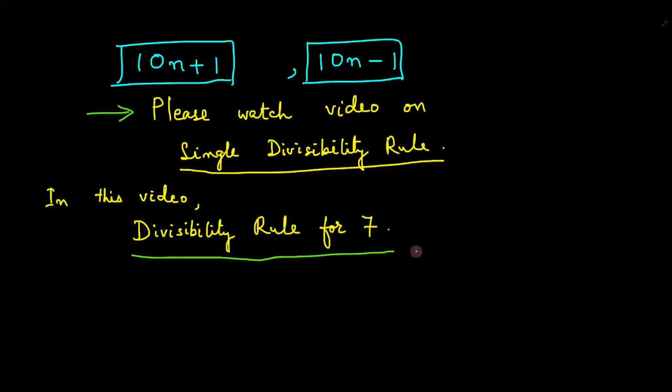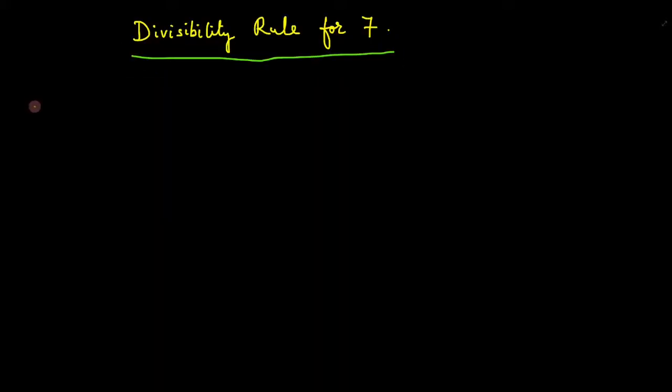Now let us go to the divisibility rule. Let us take examples, the same examples we took for the single divisibility rule. First example, 1841. In the single divisibility rule, we used any multiple we wanted, and either subtracted or added that multiple based on our requirement.